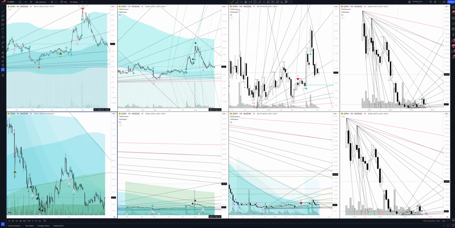Today we will take a look at Goodrx Holdings Inc stock. Let's analyze the market situation and find out how you can make money on it. Let's start.